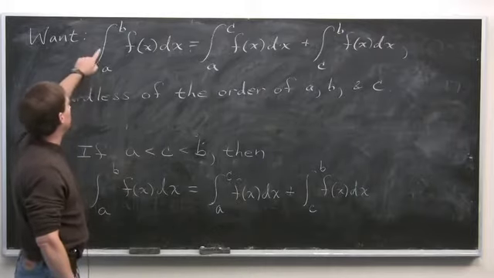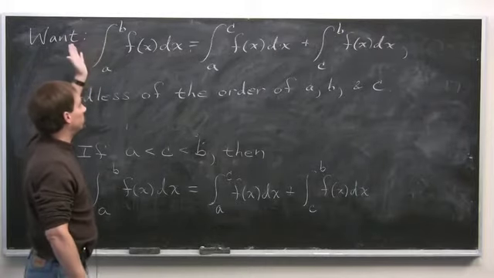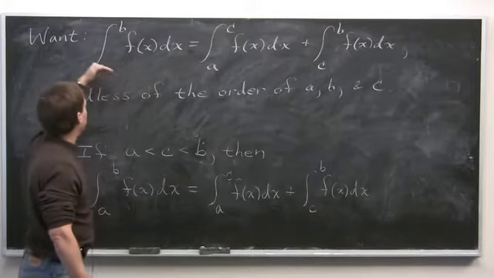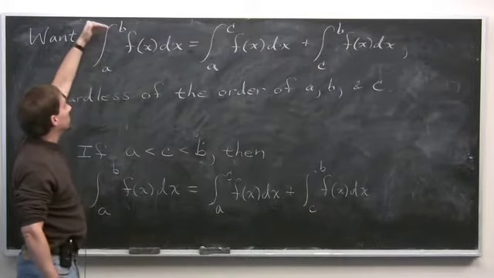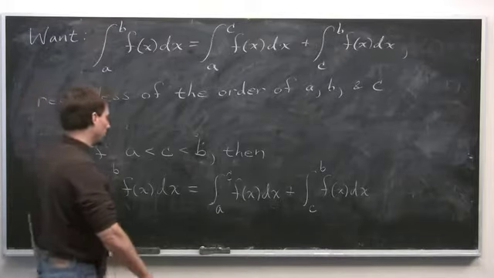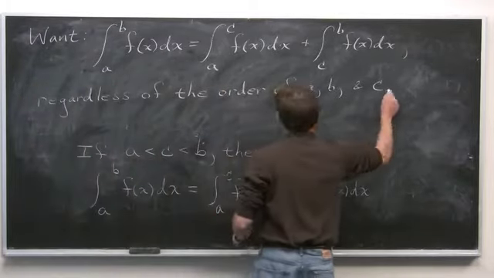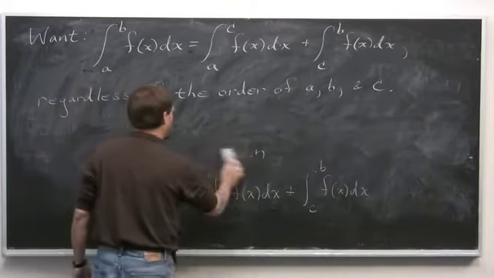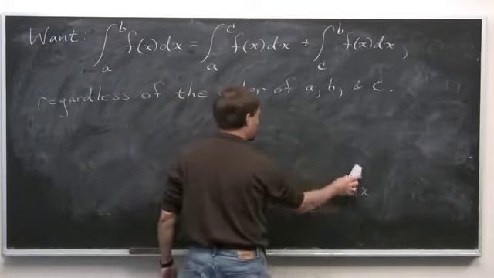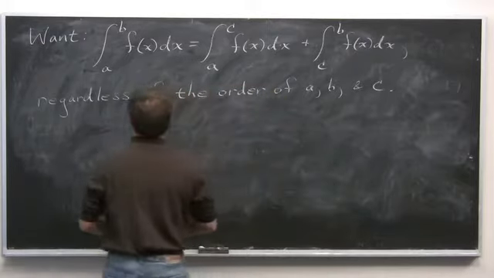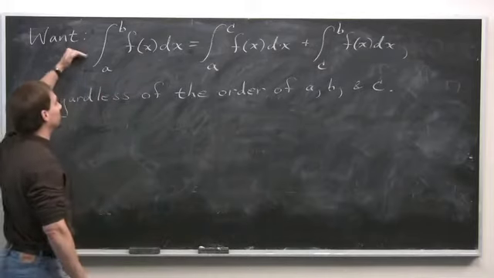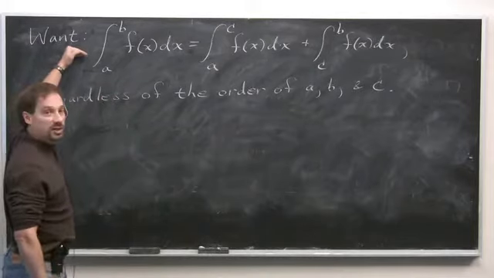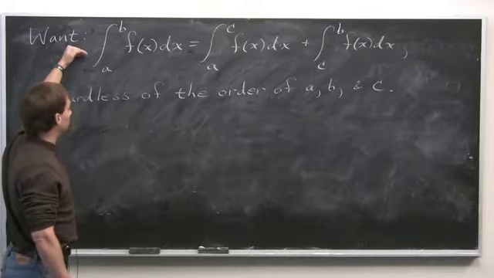So we don't know what this notation means if b equals a, and we certainly don't know what this notation means if the lower limit of integration is greater than the upper limit of integration. But we're going to define what the integral means in those cases just by the fact that we want this formula to be true regardless of what a, b, and c are, as long as f is integrable over all of the relevant intervals.